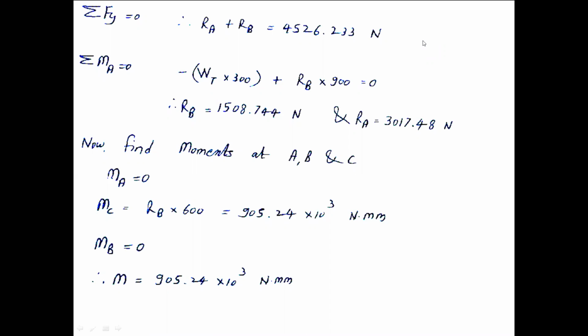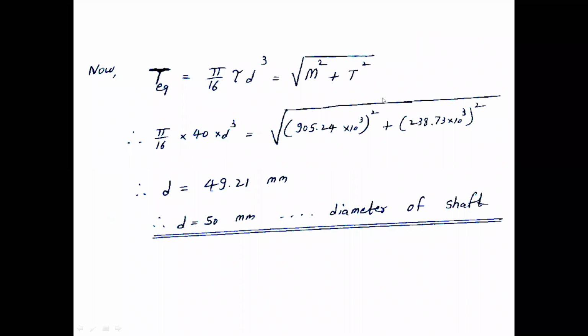Once we have the bending moment, the remaining thing is very simple because we know the torque and we know M. The equation is very simple: tau max into pi by 16 d cube equal to under root M square plus T square. Here the shear stress is given. If the direct stress is given, then we have to consider pi by 16 sigma d cube equal to M plus under root M square plus T square. But here tau max is given.